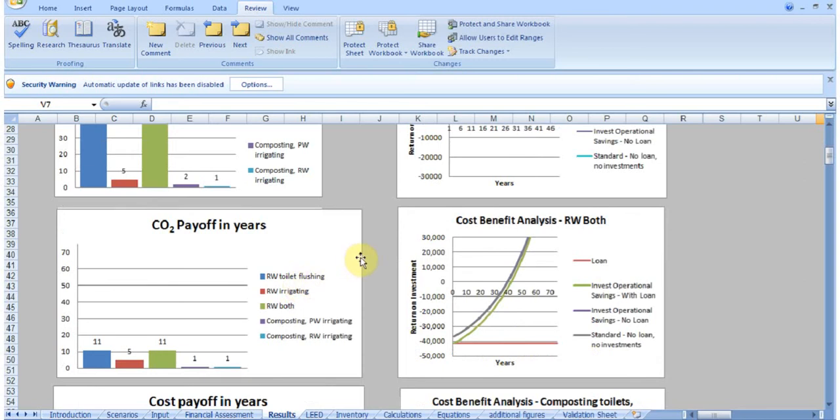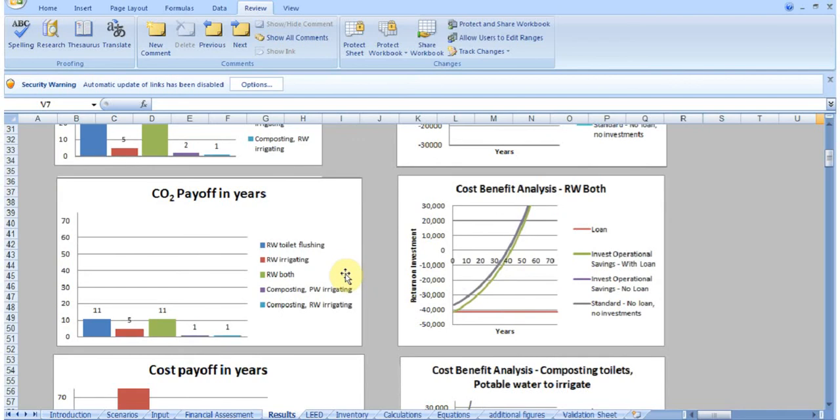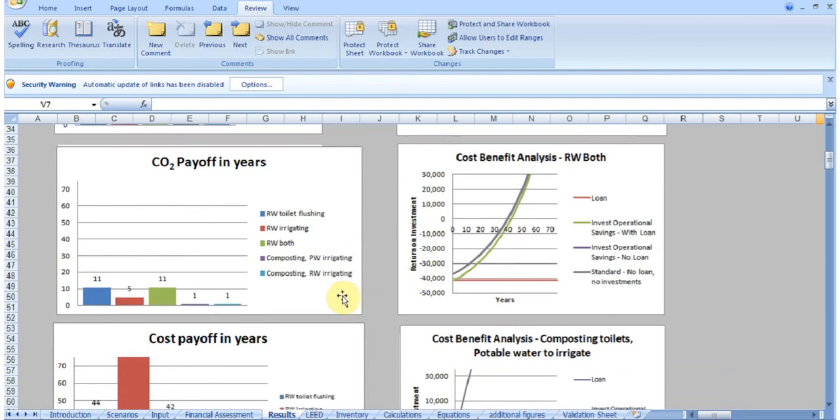CO2 payoffs. This graph analyzes the carbon emissions and greenhouse gas implications of implementing these scenarios. For this graph, we use life cycle analysis tools in order to take into account implementation to construction and utilization phases.